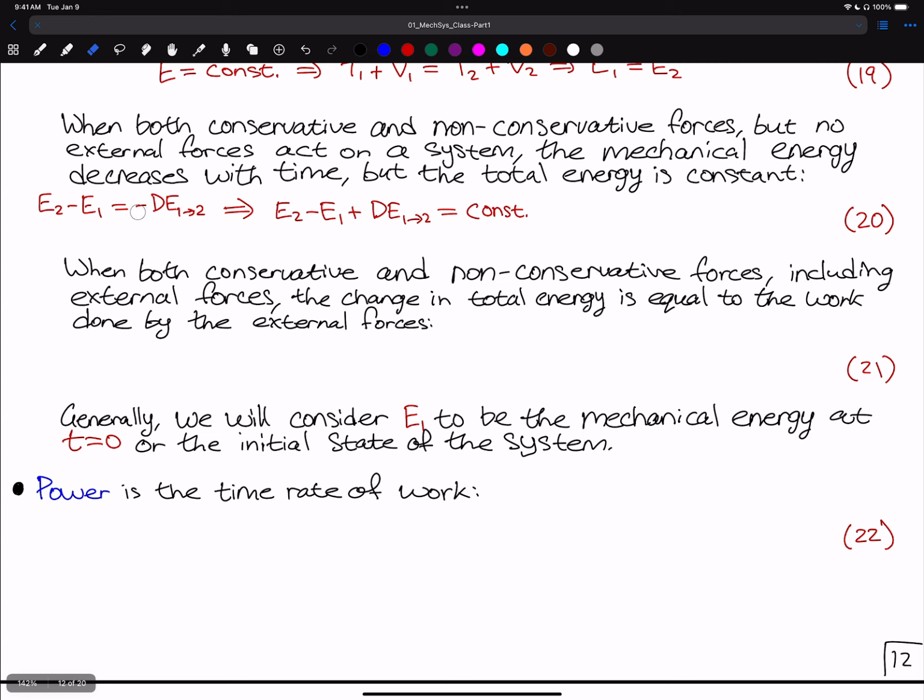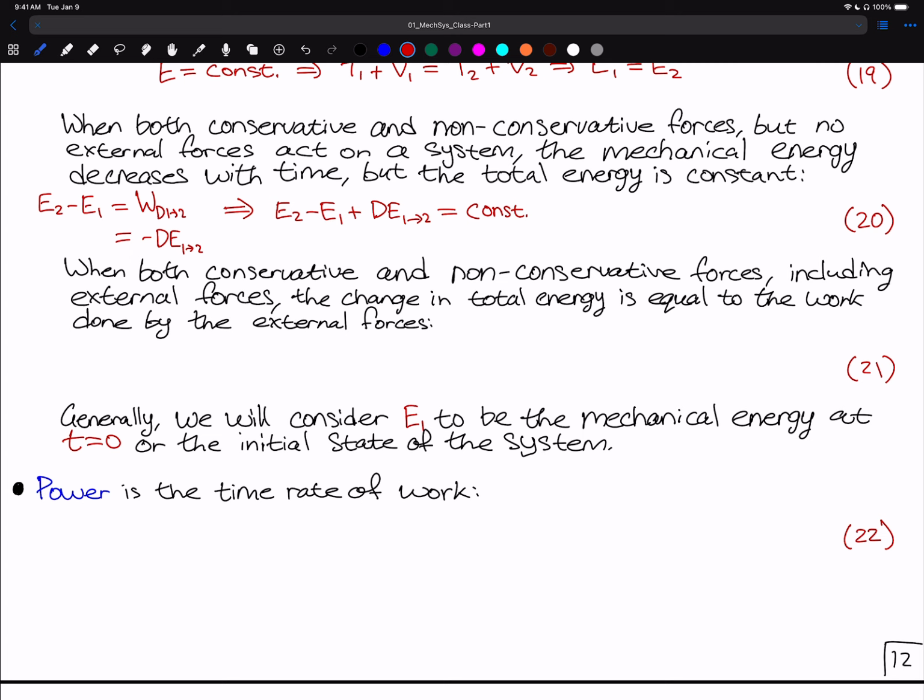Such that here, if we come back and make a modification, we would have the work done by the damper from 1 to 2, which will be equal to minus the dissipated energy from 1 to 2. And then we can bring it on over. And now this is all true. Now this is then equal to a constant. The change in mechanical energy plus the dissipated energy will be equal to a constant.